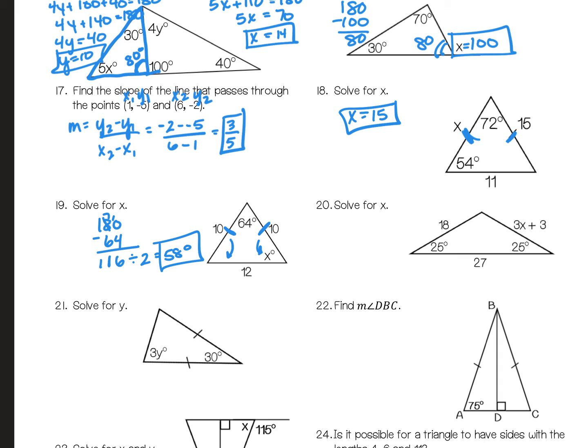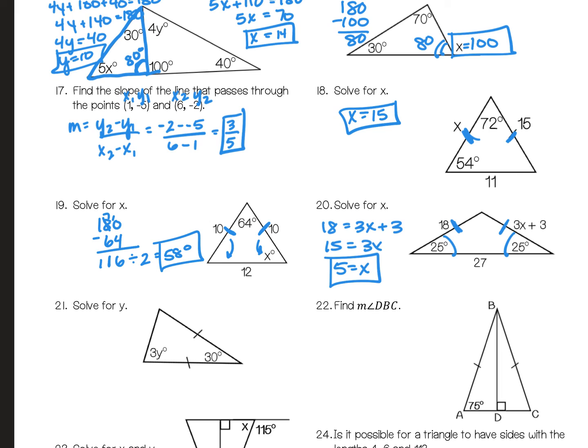For number 20, we're back to sides. So here I see that both these angles are 25 degrees, which means the triangle is isosceles. And so then these two legs would be the same. So we'll have 18 equals 3x plus 3. Subtract 3. 15 equals 3x, and divide by 3 to get that x is 5.